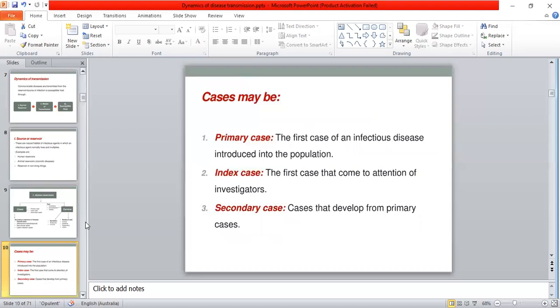As already described, cases may be primary, index, and secondary. Now, what is a primary case? The first case of an infectious disease introduced into the population is a primary case. An index case is the one that first comes to the attention of investigators. And a secondary case is the case that develops from the primary case.